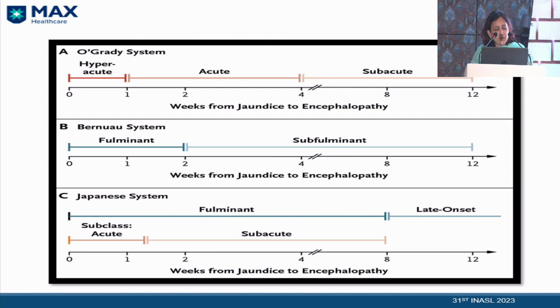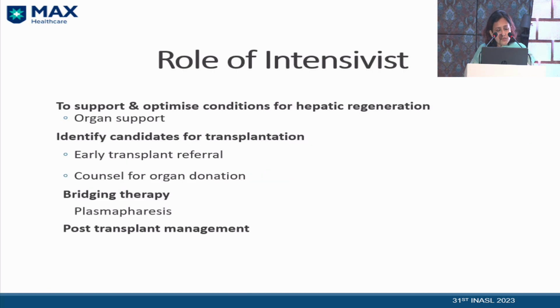On the other hand, you have subacute presentations where the patient has a long drawn-out course, where he needs a lot of organ support, and sometimes these patients need to be bridged to a transplant. After the transplant, there is a long story of how to manage the post-transplant course, for which again you require an intensivist. So the intensivist's role is to support and optimize conditions so that the liver can regenerate. He can identify which candidates require a transplant, bridge to transplant, and even manage the post-op course.